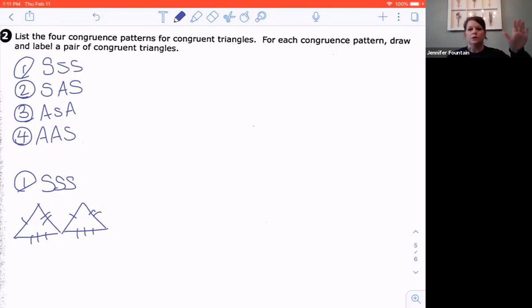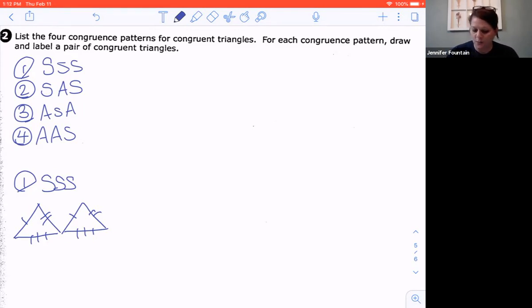I'm able to look at one triangle and see which side is congruent in the second one. Look at my first triangle again and see what the second side is congruent to in the second one. Go back to my first triangle and see what third side is congruent to my third side of my other triangle.